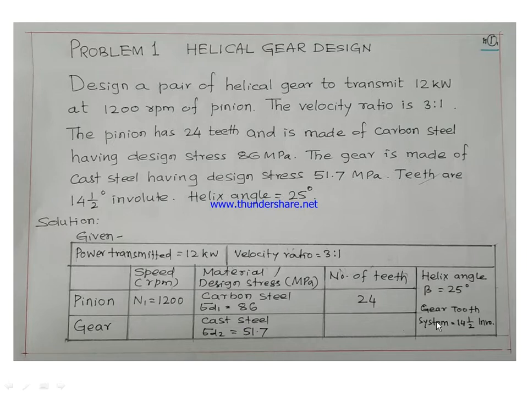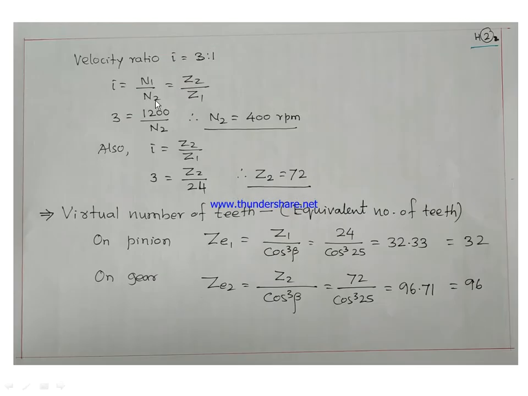is 14.5 degree involute. Now, as a first step, we know that the velocity ratio is given as 3, that is n1 by n2 equal to 3, and which is equal to, that is i equal to n1 by n2 or equal to z2 by z1. So this i value is 3, n1 is given as 1200. Therefore, speed of the gear will be 400 rpm. Similarly, by using this relation, we will calculate the number of teeth on gear, which is found to be 72.